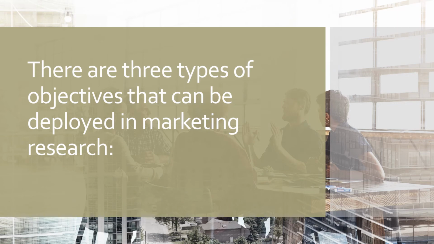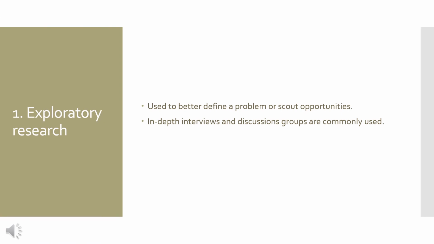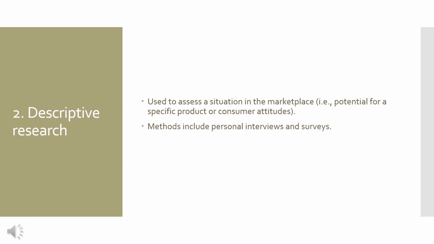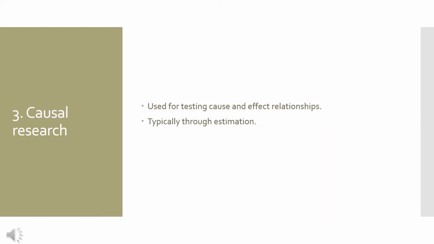There are 3 types of objectives that can be deployed in marketing research. 1. Exploratory research. Used to better define a problem or scout opportunities. In-depth interviews and discussion groups are commonly used. 2. Descriptive research. Used to assess a situation in the marketplace, i.e., potential for a specific product or consumer attitudes. Methods include personal interviews and surveys. 3. Causal research. Used for testing cause and effect relationships, typically through estimation.